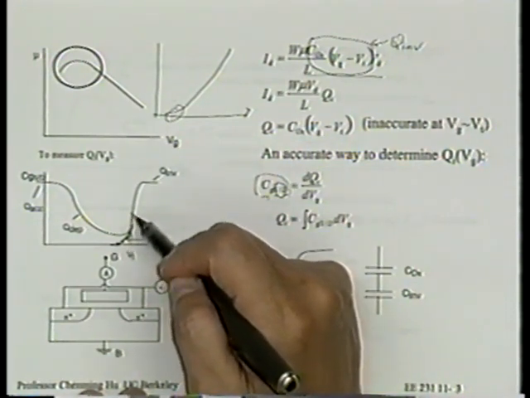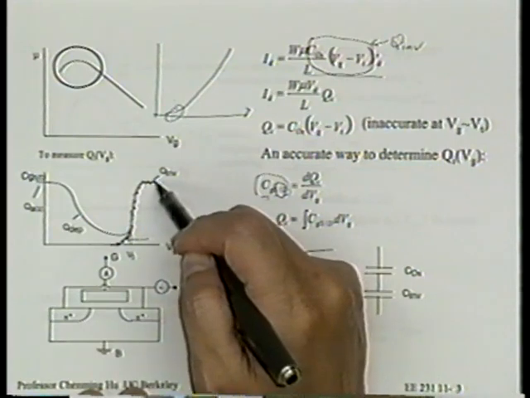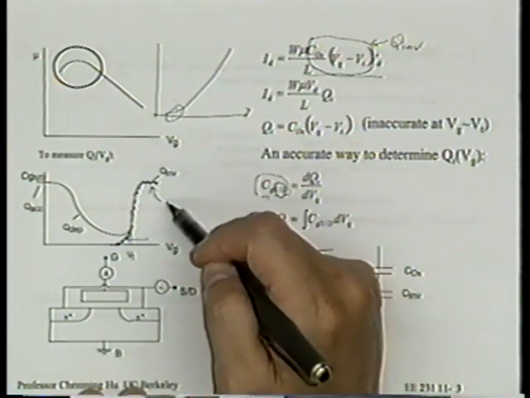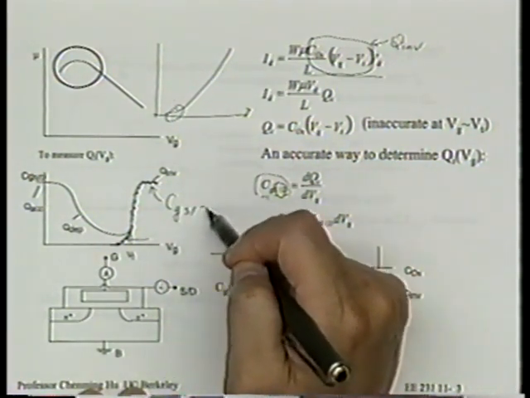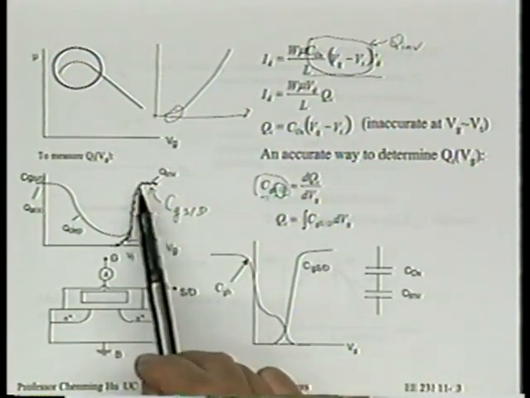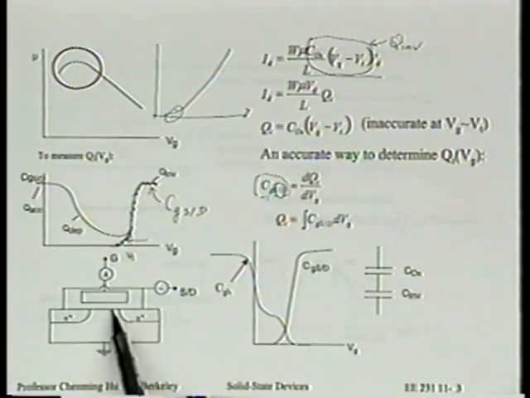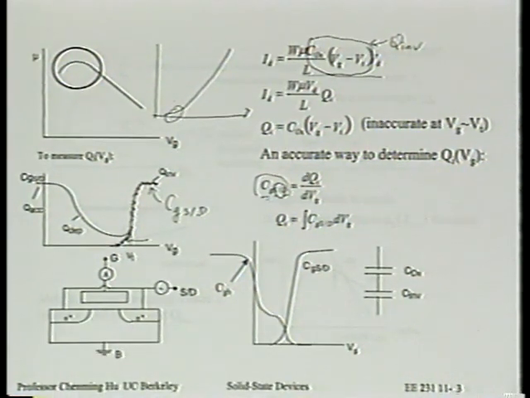I'm just highlighting this portion for you. This portion is what we expect for CGS/D. Okay, let's see why. In strong inversion, what's the capacitance we get? The capacitance we get, of course, is the channel capacitance. Is that right? Yes? Right?